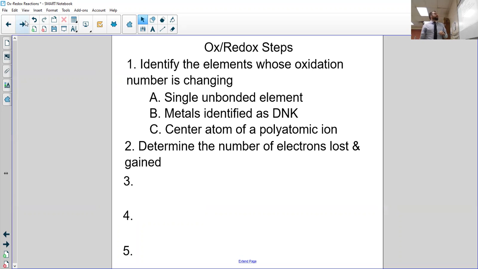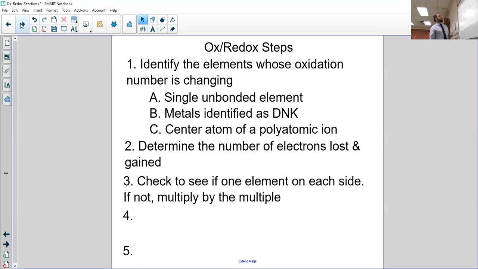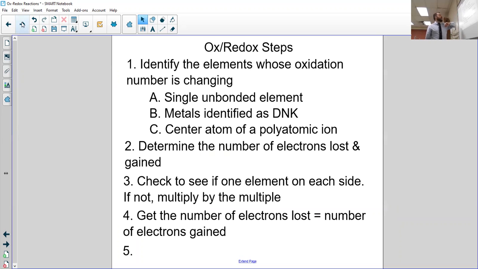The next step that we're going to be doing is determining the number of electrons lost or gained as we move through the reaction. Next, we're going to check to see if one element is on each side. If not, we're going to multiply by the multiple. We'll get to that in just a minute here. Then we're going to make the number of electrons lost equal to the number of electrons gained as we move through the equation. And our final step is to balance by inspection. So we have to look at the equation and make sure it's all balanced.